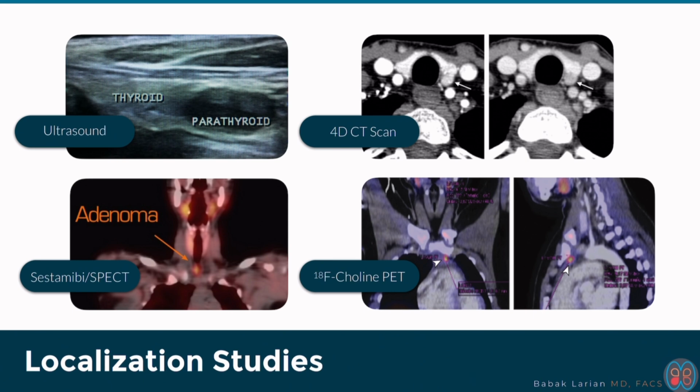Now, what are the different scans? Ultrasound, which is my absolute favorite, followed by 4D CT scan, which I love also. The Sestamibi SPECT, which is probably the most commonly used scan and my least favorite scan, and I'll explain. And then the experimental PET Choline, experimental in the US, very much used frequently in the UK and in Europe.